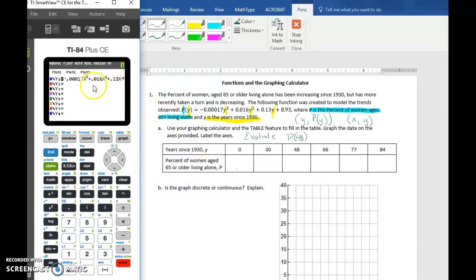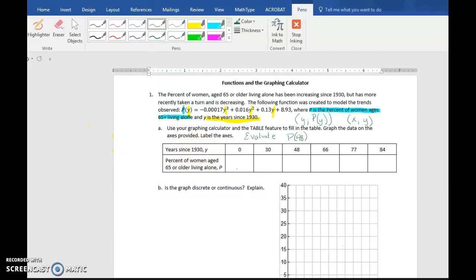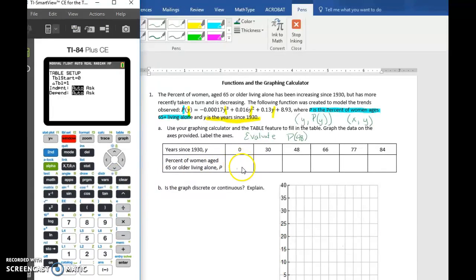Okay, now that we have our function typed into our Y equals, we're going to use the table feature. But before we use the table feature, we need to set up our table correctly. And once you do this once, you don't have to change it again. We're going to go to Second, Window, and notice right here that the independent or the input variable is on auto, and we want it to ask instead, so that we can enter the input values ourselves and it automatically generates the output values. So I'm going to arrow down to that portion, and notice it's blinking on the ask. Hit the enter key to select it. If I arrow down one more time, you can see that it's bolded now.